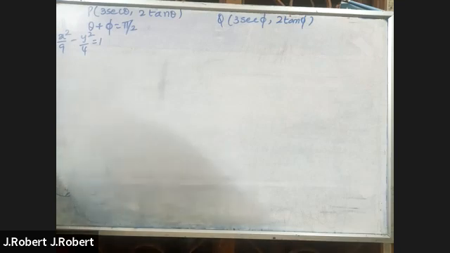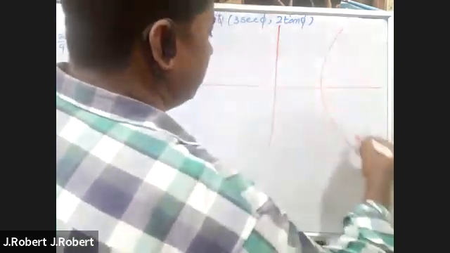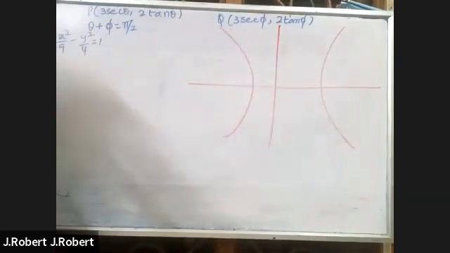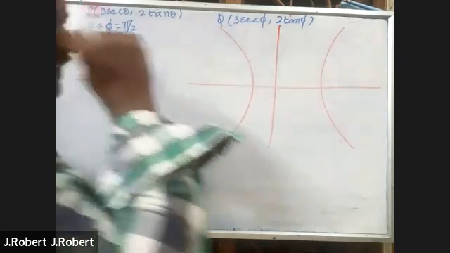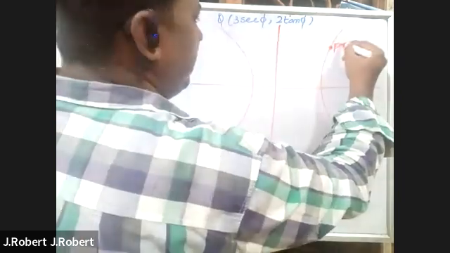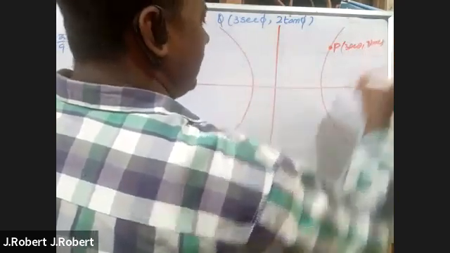So if we have a hyperbola, there are two points. One point is P, (3 secant theta, 2 tan theta), and another point is Q, (3 secant phi, 2 tan phi), both on the hyperbola. We need the coordinates of the point of intersection of the normals at P and Q.